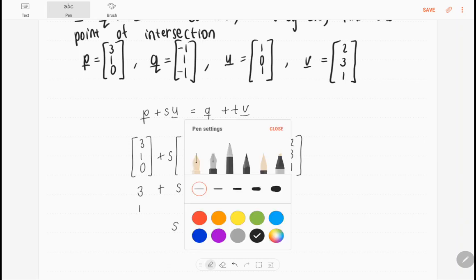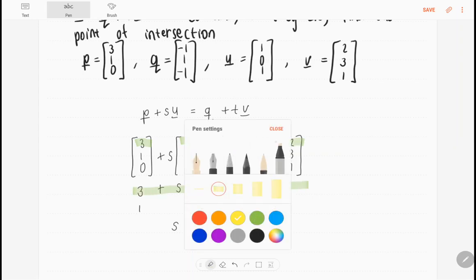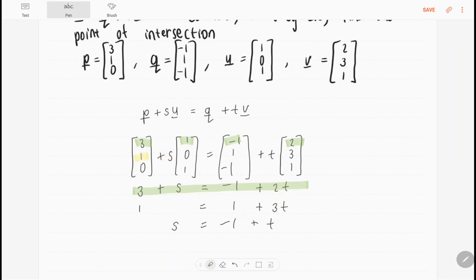All I did was take the 3 and the s multiplied by the 1, and on the right, minus 1 plus the t multiplied by the 2, to get my first equation. Then for the second one, I took the 1 plus s multiplied by 0, equals 1 plus t multiplied by 3. And for my third equation, I took 0 plus 1 multiplied by s equals minus 1 plus t multiplied by 1. So then I get those three equations.